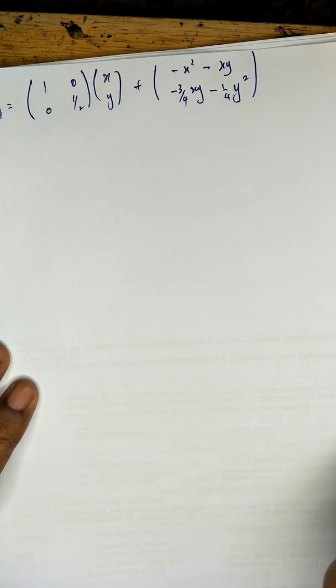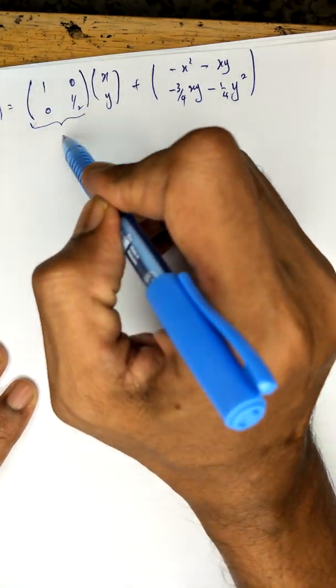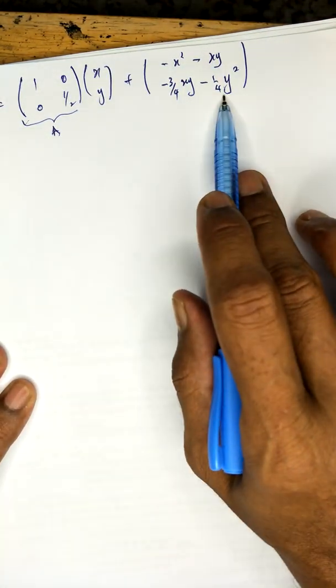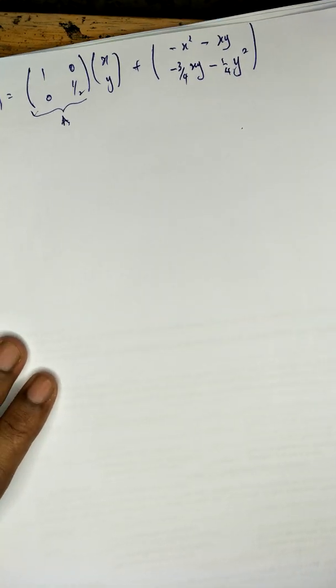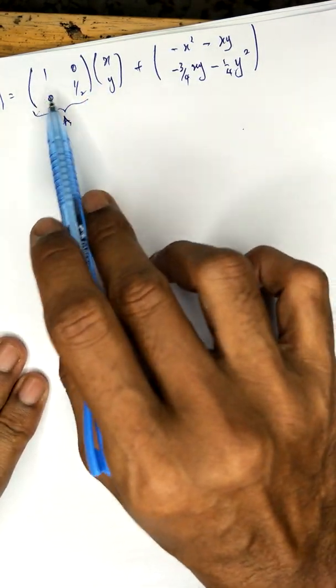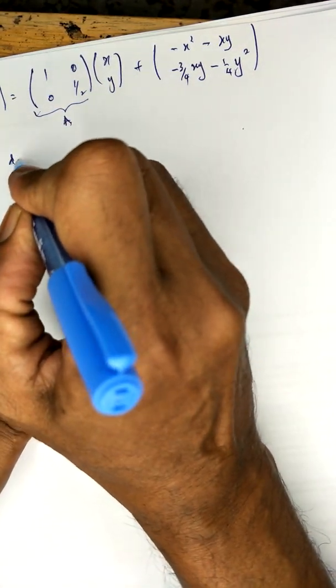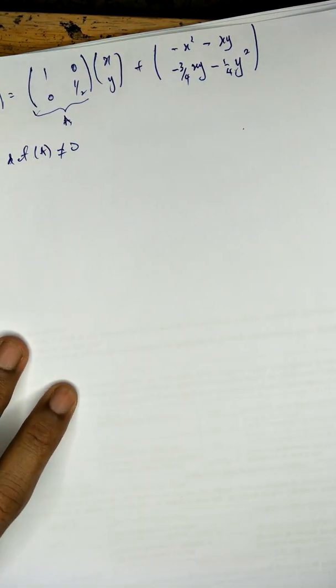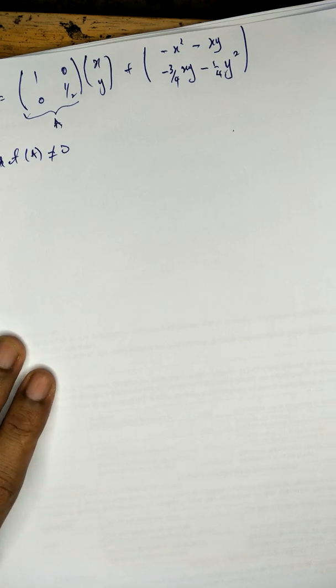Okay, so this is our matrix A, and this is the nonlinear part. It is clear that the determinant of matrix A is different from 0, which means it satisfies a certain condition from the previous notes.